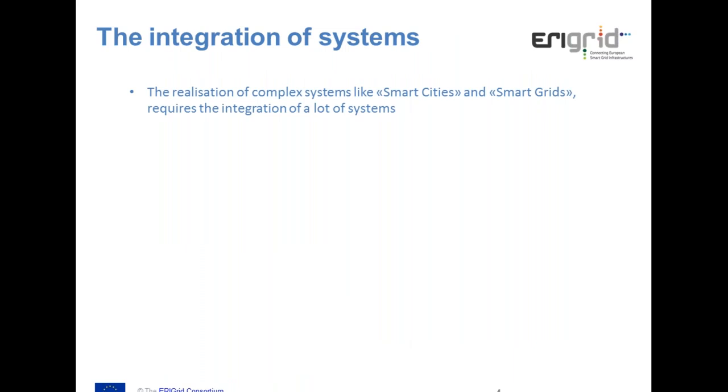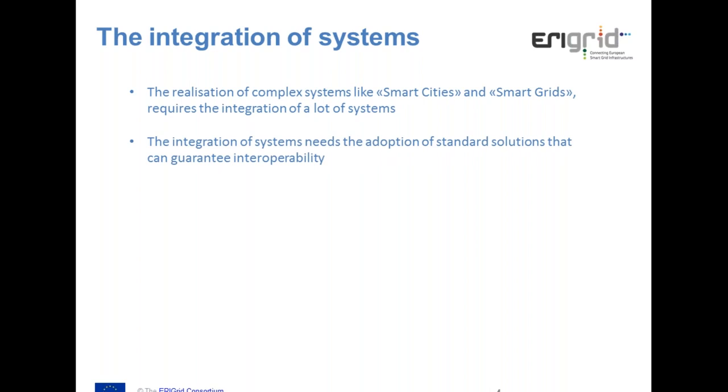As I already said in the previous slide, smart cities and smart grids in particular are typically very complex systems, so they require the integration of a lot of systems which must work together. For this reason, the adoption of a standard ICT solution can guarantee interoperability even in these complex scenarios.